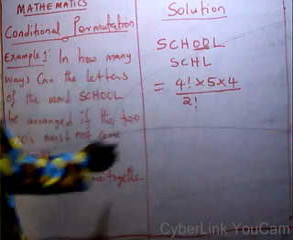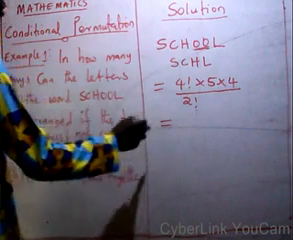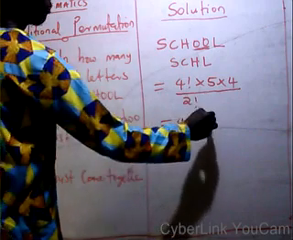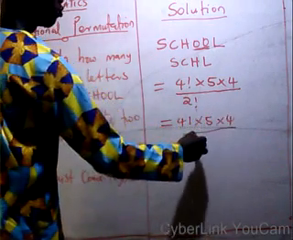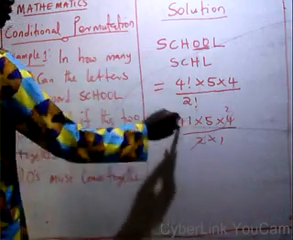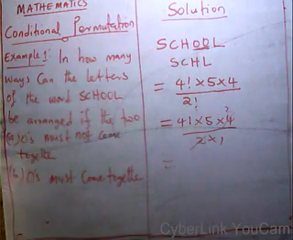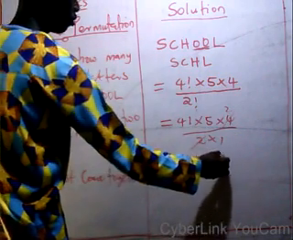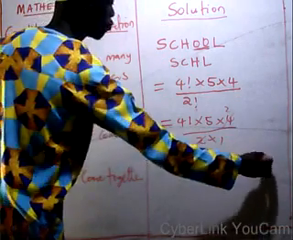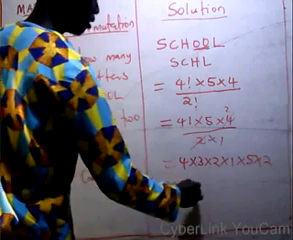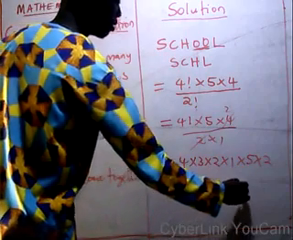And in that sense, we are going to have this equal to 4 factorial multiplied by 5 multiplied by 4 all over 2 times 1. Of course, this 2 and this 2 cancel. And 4 factorial is 24, because 4 factorial is 4 times 3 times 2 times 1, times 5 times 2. And in that sense, we are going to have 240 ways. If you do your calculation very well, you have 240 ways.